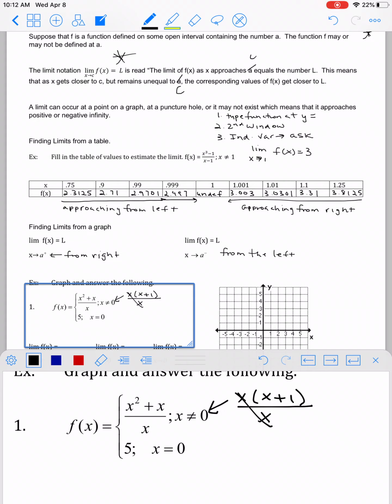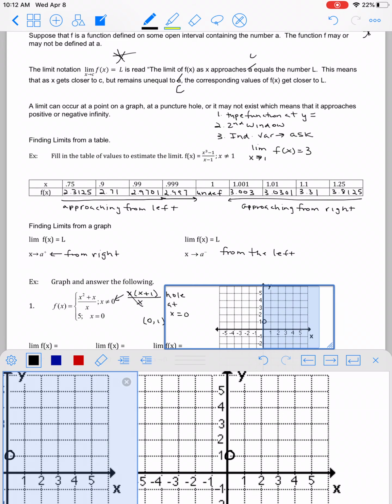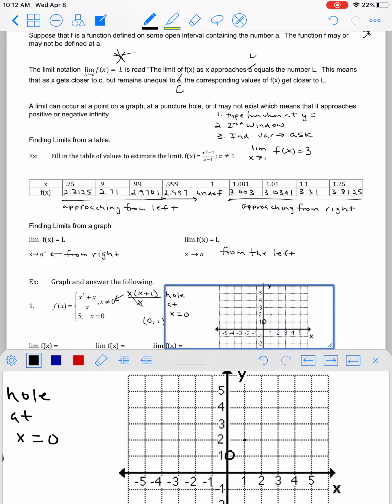If those cross out, that means I have a removable discontinuity, or a hole, at x equals 0. So what we're going to do is look at what's left and then plug in the 0. At x plus 1, that hole would be at (0, 1). So when I graph, I have a hole at (0, 1). I'm going to apply how I would graph: up 1 over 1 in that direction, down 1 over 1 in that direction. And when x equals 0, my y is a 5.